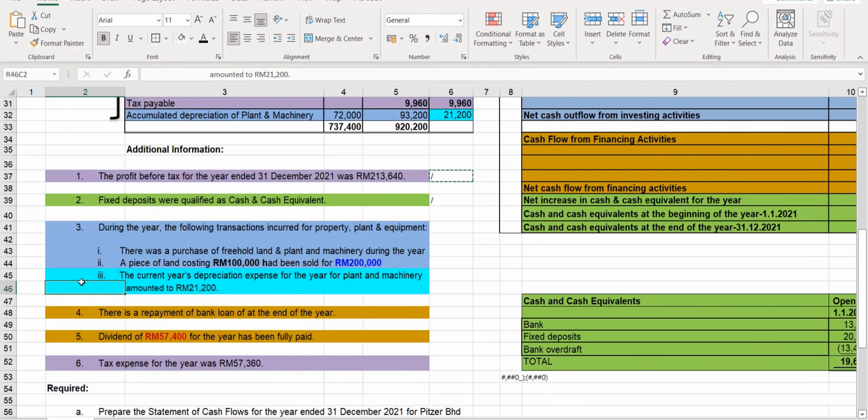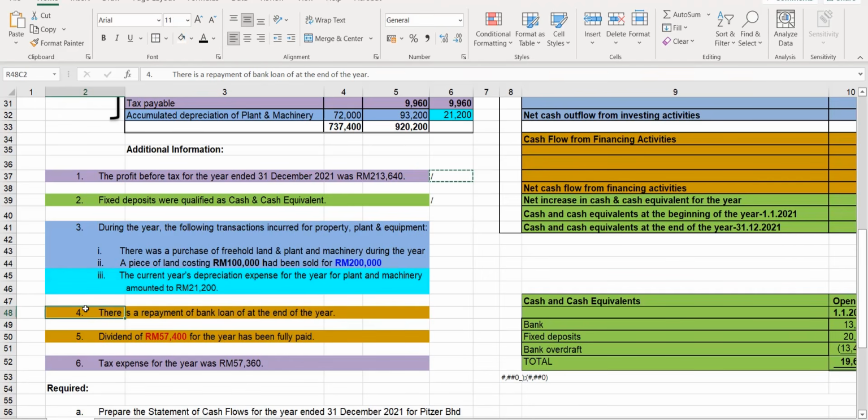And you can see that one item that I color coded in turquoise, or the light blue here, is showing the current year depreciation expense. For your information, maybe you have already gone through the lecture. The example of non-cash expense is the depreciation, as well as other items like gain or loss on disposal.